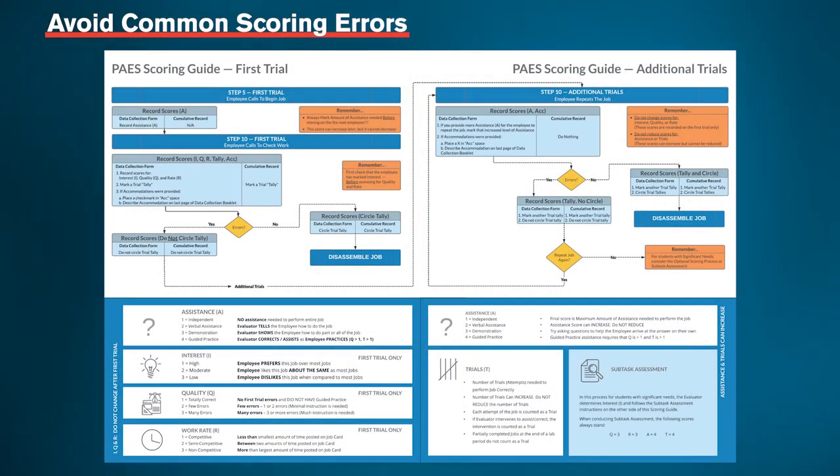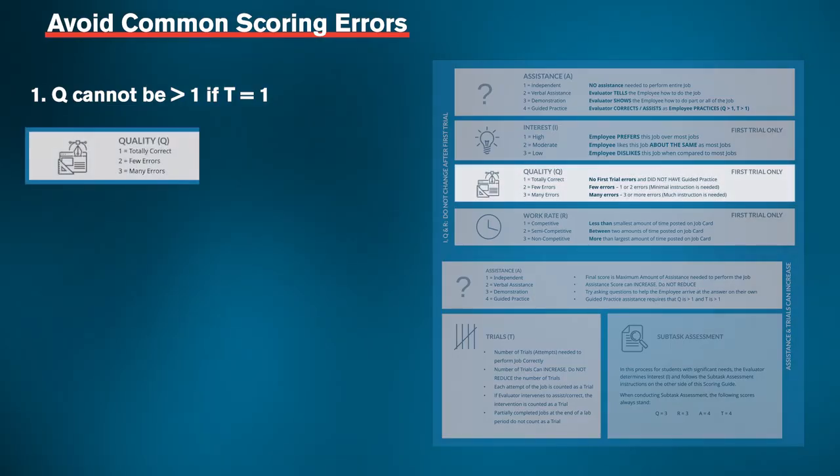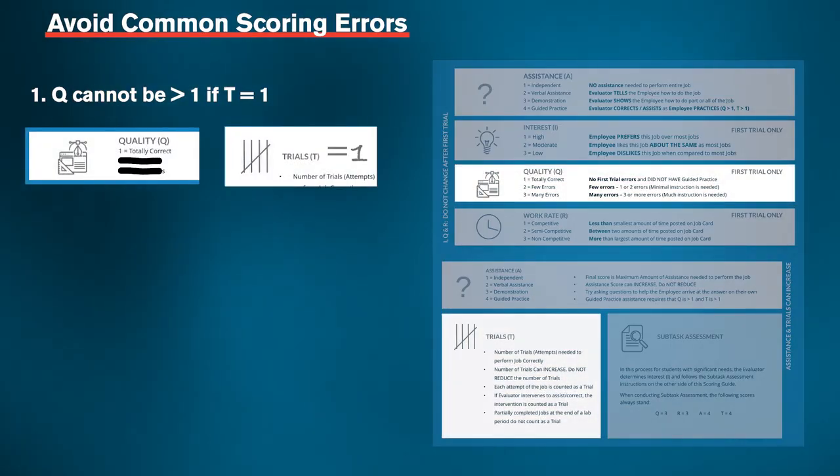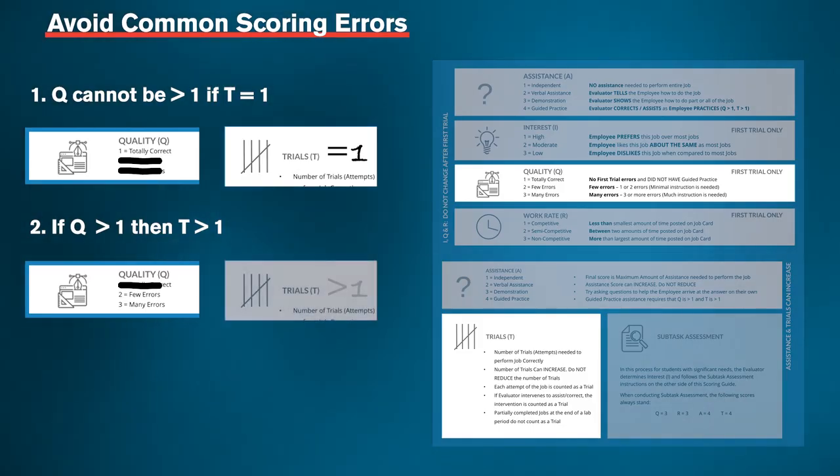Avoid these common scoring errors. A PAES quality score cannot be more than 1 if the final number of trials is 1. After all, the only time a job can be performed successfully in one trial is if it's been performed successfully on the first trial. Likewise, if mistakes were made on the first attempt, but the job was then performed successfully, there must have been at least one additional trial.